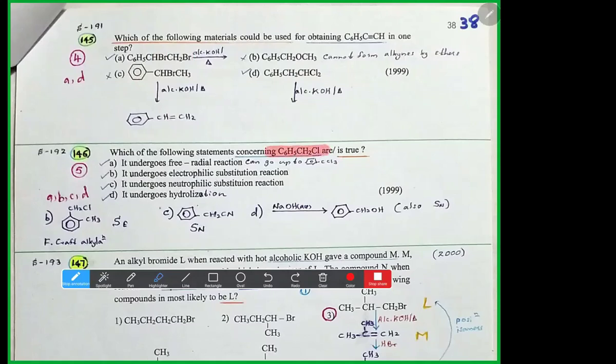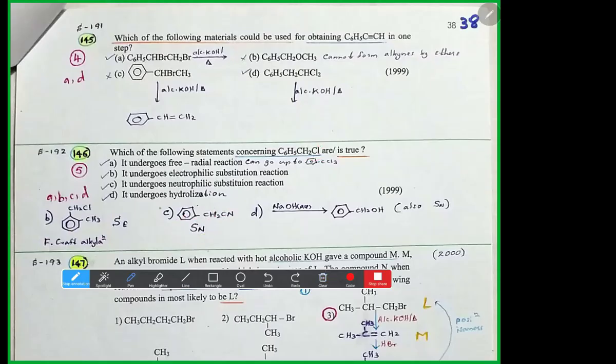Concerning this, free radical reactions are possible. These two hydrogens can be replaced with chlorine, going up to CCl3. Electrophilic substitution is possible; one example is Friedel-Crafts alkylation. Nucleophilic substitution, this chlorine can get away with CN minus from HCN. So that's also possible nucleophilic substitution.